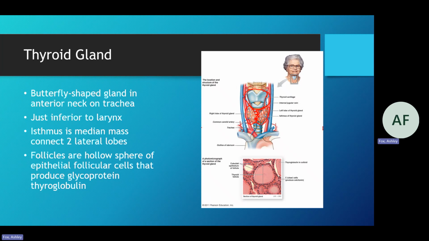The thyroid gland has follicles in it. So you can see this big bubble right here is actually a follicle. And you look at it histologically, and you have the follicles that are going to, these cells that are going to produce thyroglobulin. So we'll look at thyroglobulin later.